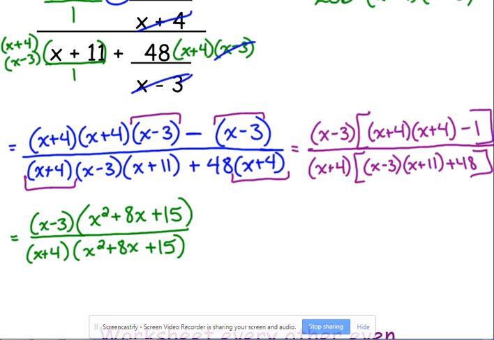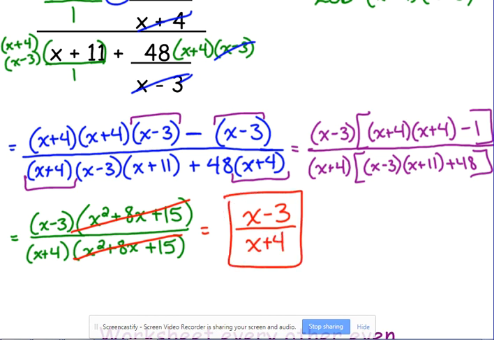They started out very, very different. X plus 4 times x plus 4 minus 1, and x minus 3 times x plus 11 plus 48. Would anybody have thought that those would have ended up giving us the exact same trinomials? I would not have. We can cancel those. They're exactly the same. We've got just multiplication in the numerator and in the denominator, so we can cancel them. So all this problem boils down to x minus 3 times x plus 4.